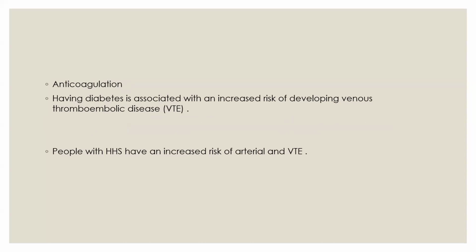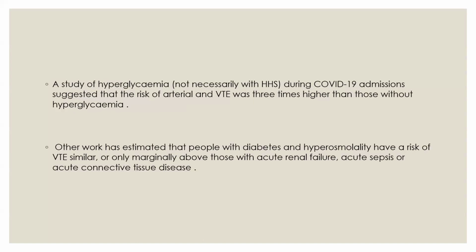Now, regarding anticoagulation, having diabetes is associated with increased risk of developing venous thromboembolic disease. Patients with HHS have increased risk of arterial and venous thromboembolism. A study of hyperglycemia during COVID-19 admission suggested that risk of arterial and venous thromboembolism was 3 times higher than those without hyperglycemia.